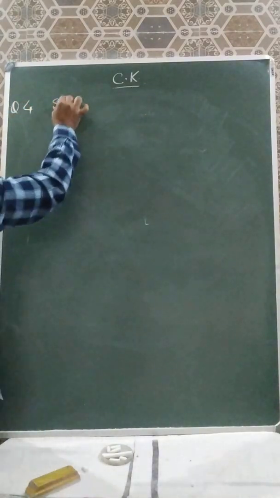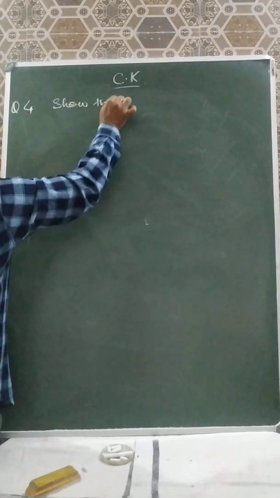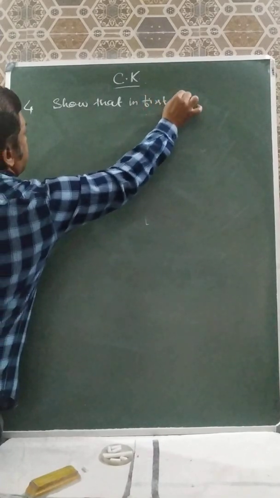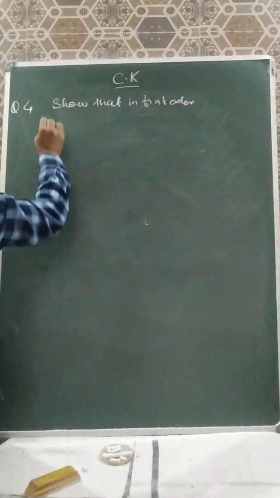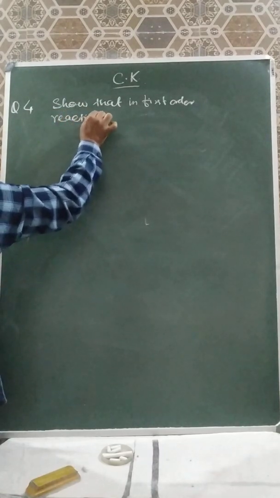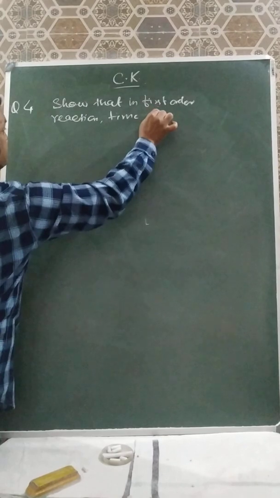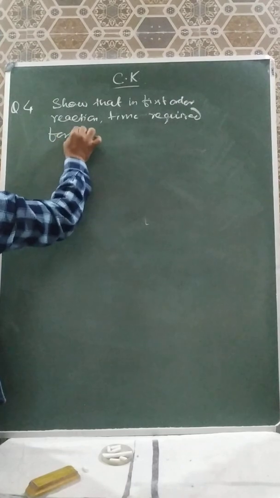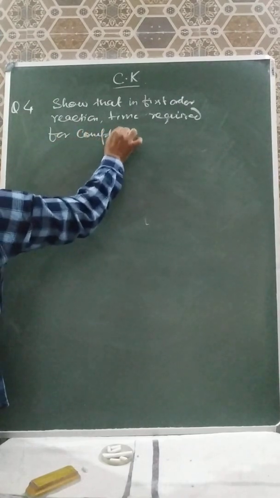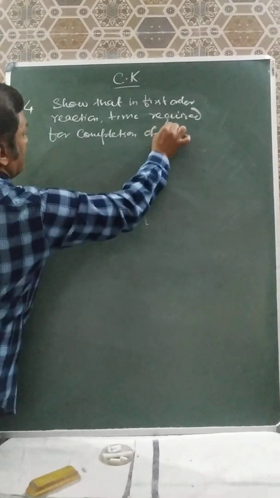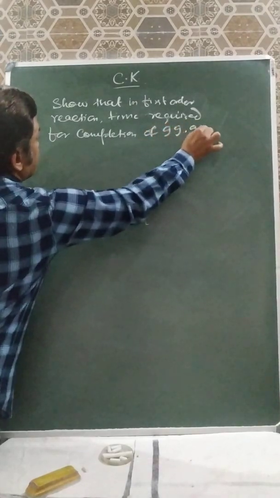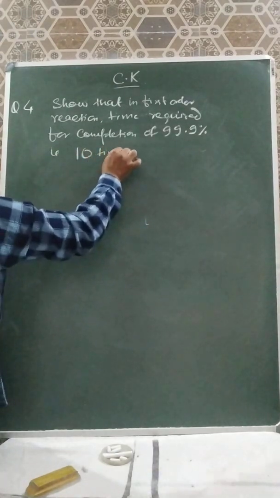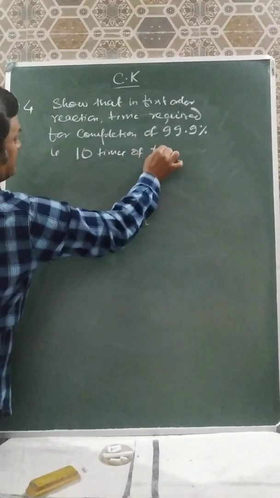Show that in a first order reaction, the time required for completion of 99.9% is 10 times of t half, that is t 50%.